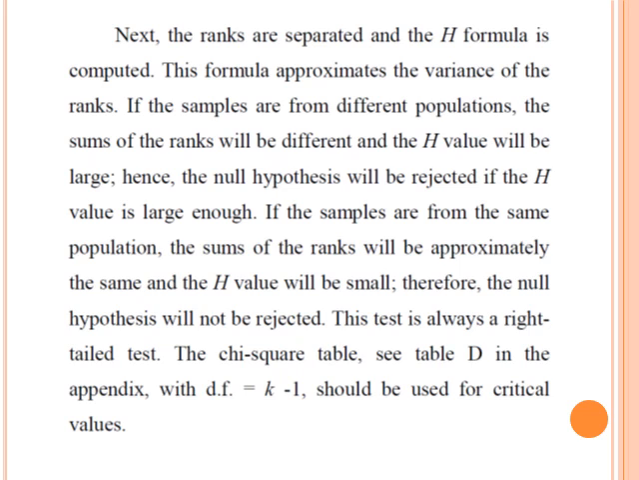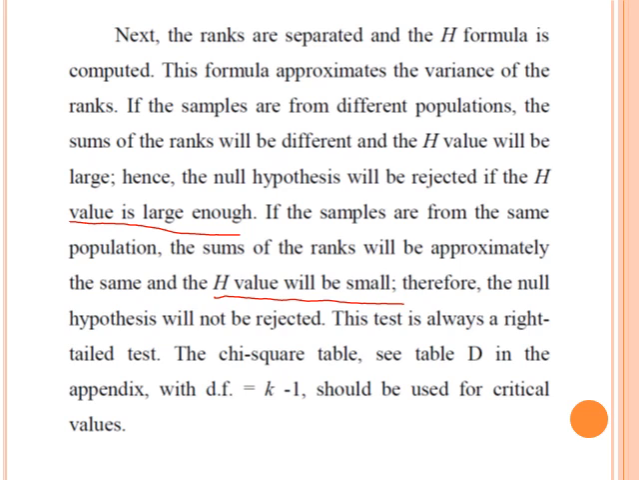Again, we have two different situations. H will be small and H will be large. If it is small, the null hypothesis will not be rejected because this means the populations may be the same, and we have equal means. So the equal hypothesis is not rejected. But if it is very large, this means the variance of the ranks is very large, and the samples are from different populations. So in this case, we will reject the null hypothesis.